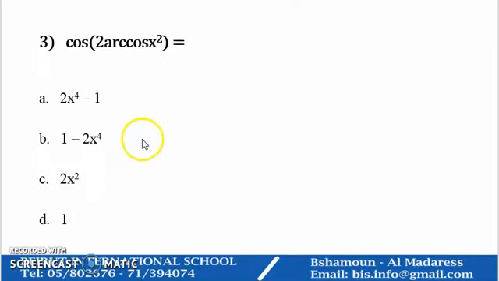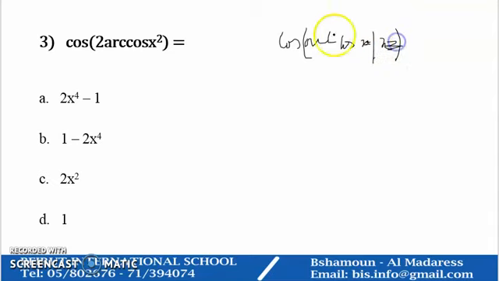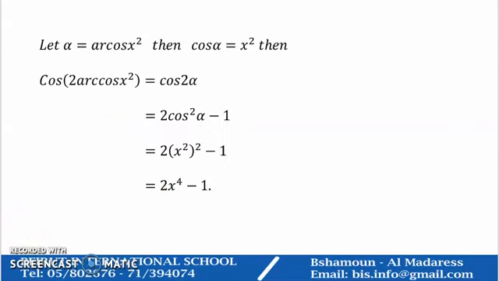The third question, they ask us to simplify this relation. We have cosine of 2 arccosine of x squared equals what? Which one of the following? Now I remember that cosine of arccosine of x equals x. What I'm going to do now is show you the answer.